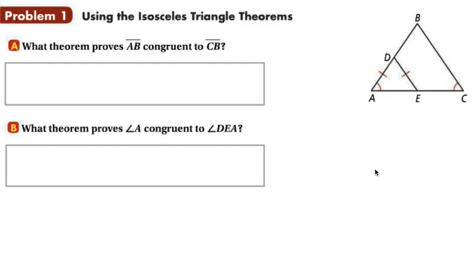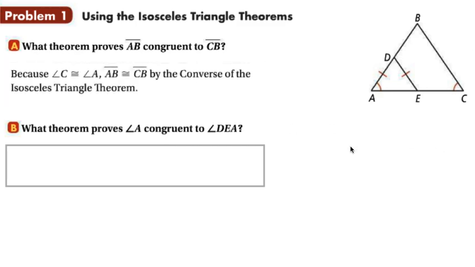So if we take a look at the diagram that we're given in this problem, what theorem proves that side AB is congruent to side CB? Well, if we look at the diagram, we're given that the base angles are congruent. So we can conclude the sides are congruent by the converse of the isosceles triangle theorem. Okay, that's the converse one. The converse shows you the sides are congruent. The actual isosceles triangle theorem shows you that the angles are congruent.